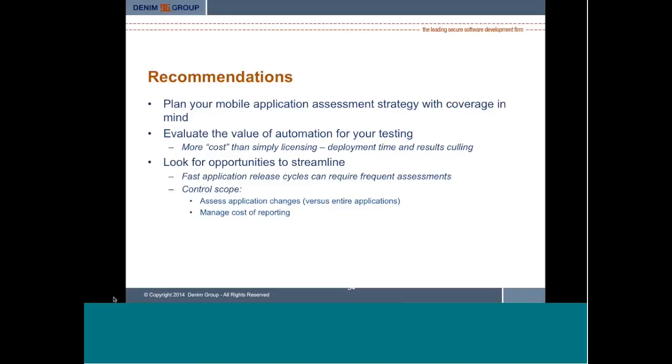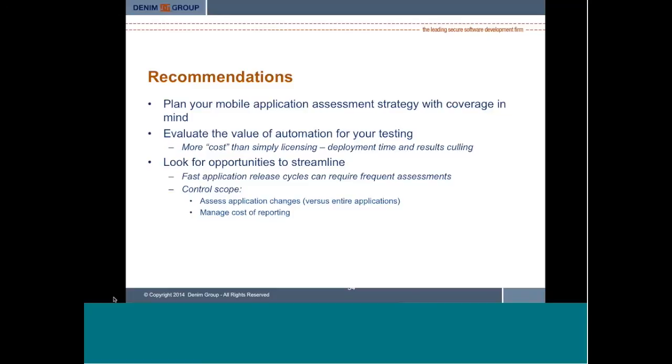And really, you want to look for opportunities to streamline. Some of the things that we've found in working with different organizations: mobile applications tend to have a pretty quick release cycle, at least in certain organizations where they're pushing a lot of innovation through their mobile strategy. You can control the scope of your assessments, and that can help to stretch your budget. So if you look at, well, here's where the application was before, here's the new version of the application.